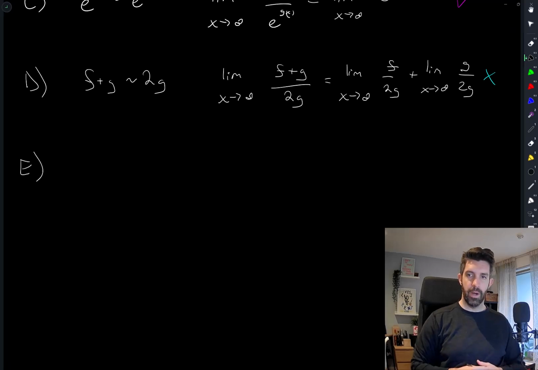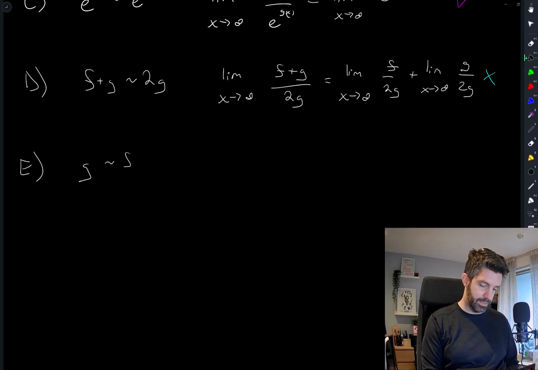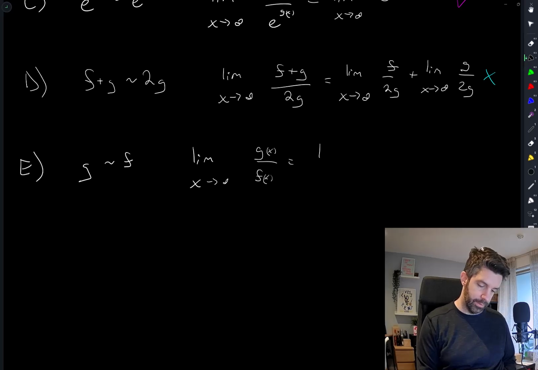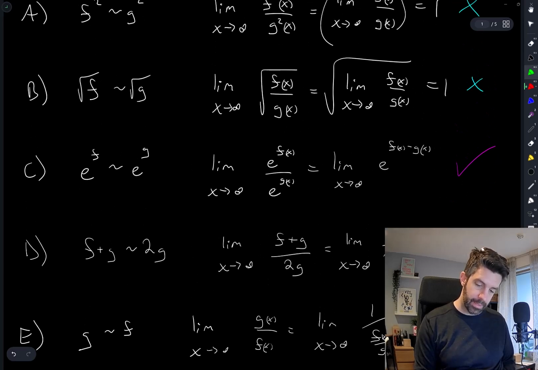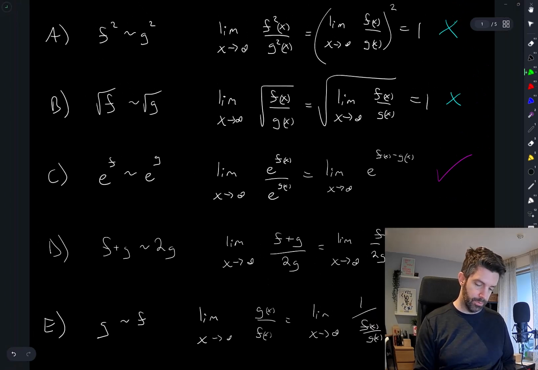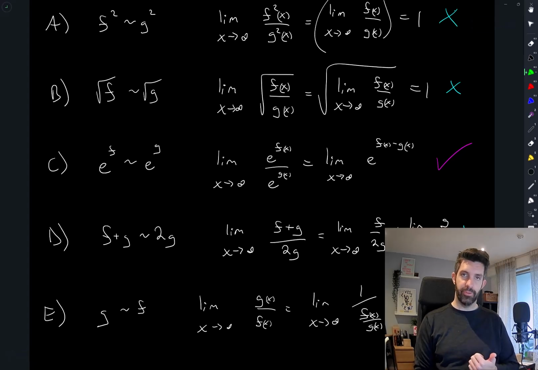Finally, option E, g equivalent to f? Well, we're just taking the limit as x goes to infinity of g of x over f of x, but that is the limit as x approaches infinity of 1 over f of x over g of x, and this is also equal to 1. Yeah. So the answer is C.